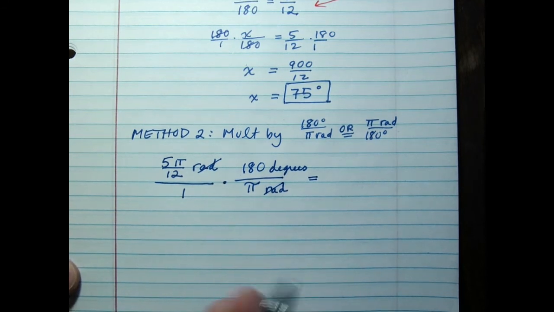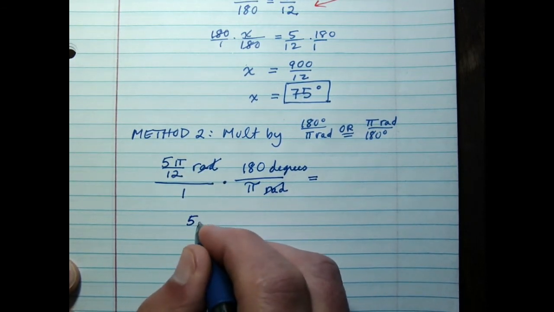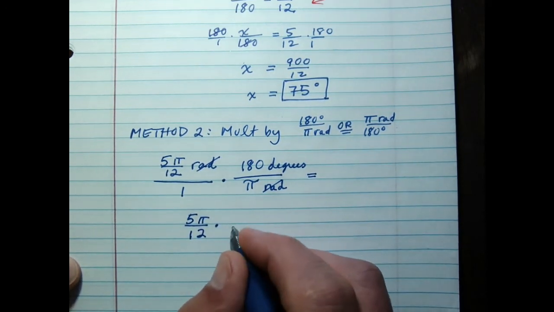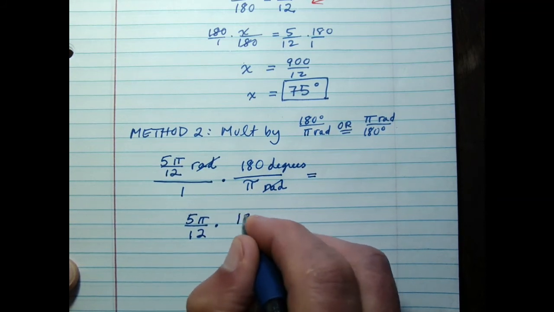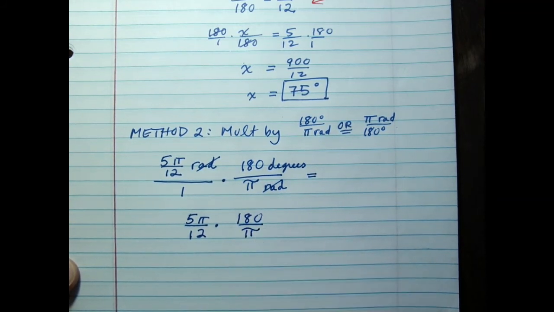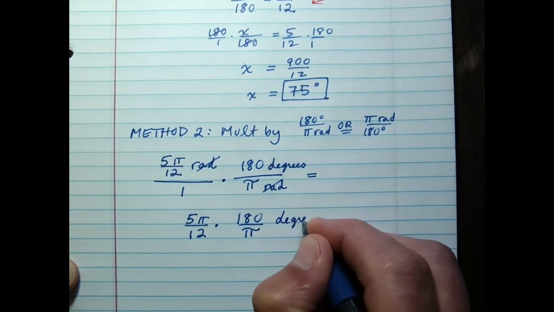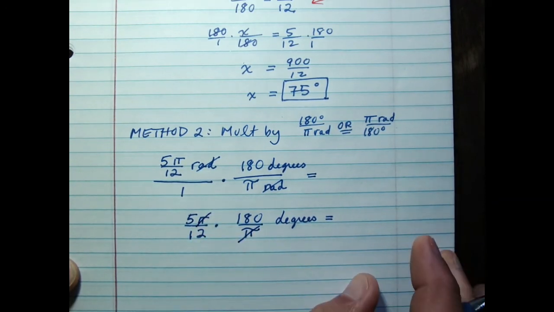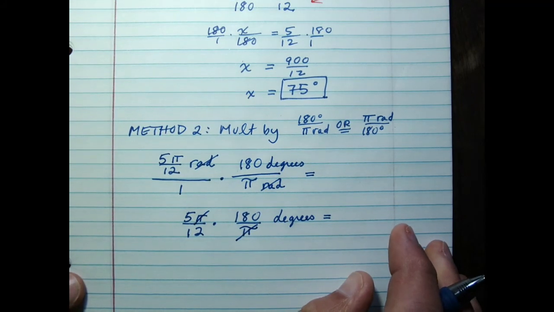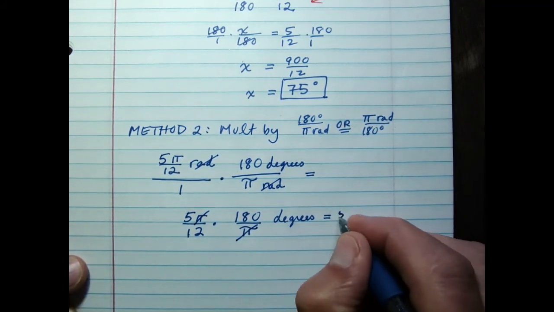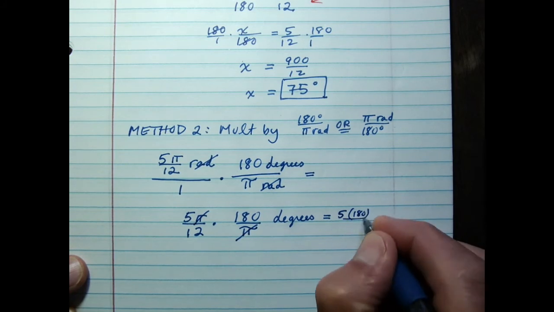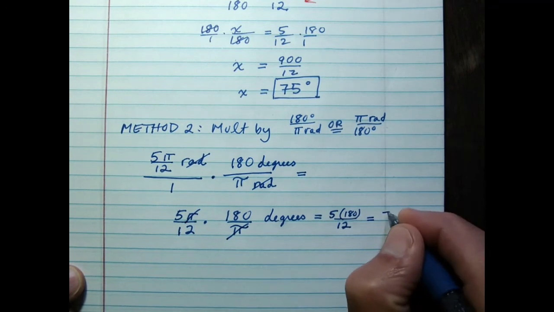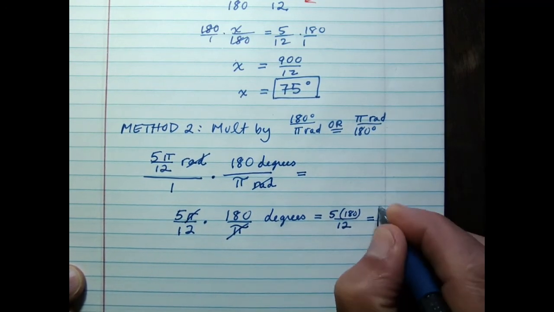Now I'm going to write below here too. 5 pi over 12 over 1 is the same as just 5 pi over 12, right? So I could have just written 5 pi over 12 times 180 over pi. And I still have degrees, but the radians are gone. And what happens here is the pi cancels, and I get 5 times 180 divided by 12, and you can work that out. It's going to come out to be 75 degrees, same as before.